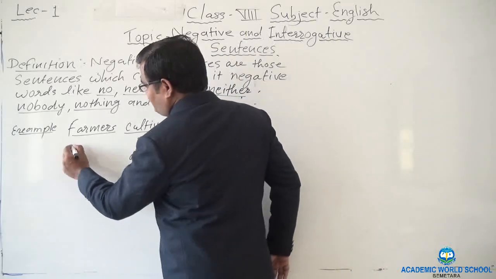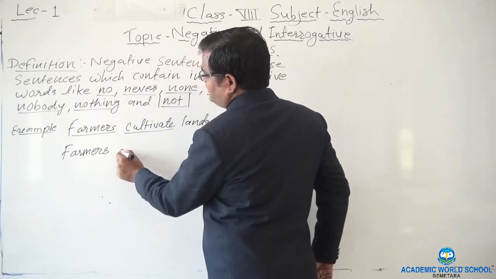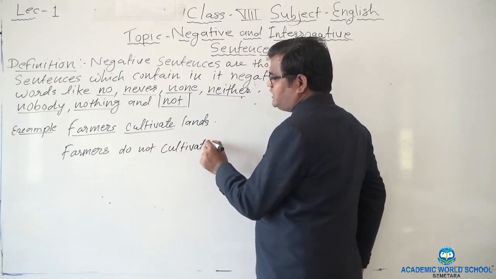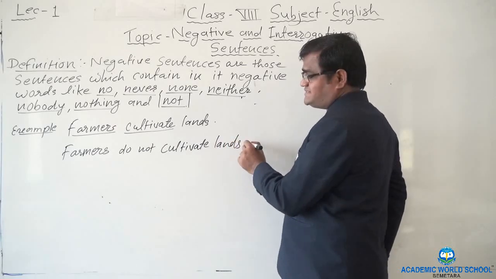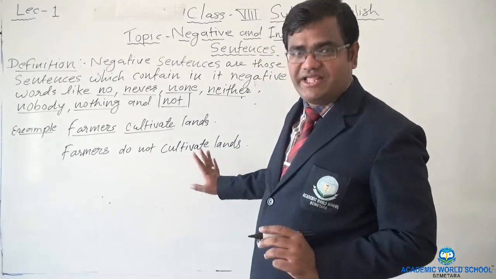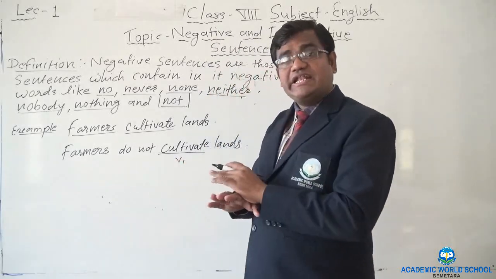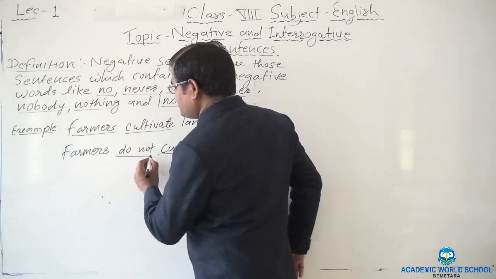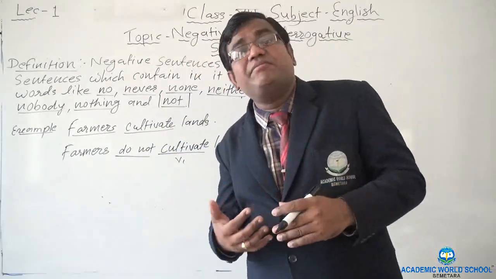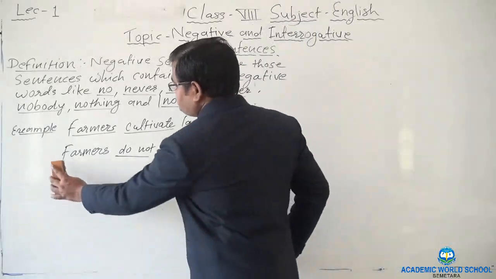So the answer will be here: farmers do not cultivate lands. The meaning is going contrary, but for the sake of understanding we are taking the example, right? Like here we have taken the first form of the verb. There is no s or es at all, and then do not as the helping verb. Generally students simply take sometimes is not, sometimes are not, like that, right? So now let's see the next example.